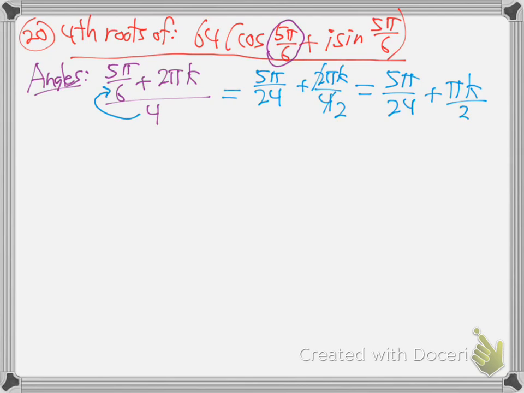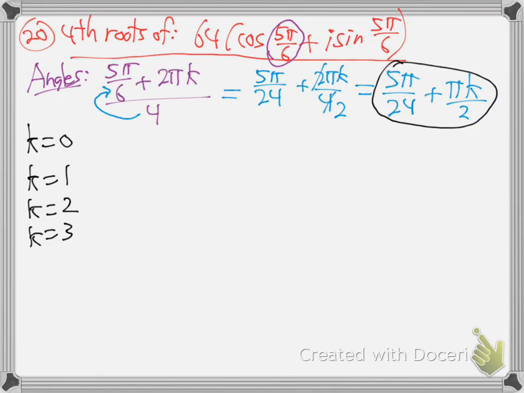So now, let's crank out our angles. So, what are our angles? Oh, wait, we got to do the k thing, huh? So we're going to start with k equals 0, and k equals 1, k equals 2, and k equals 3. So k equals 0. We take this right here. We're going to crank it out.